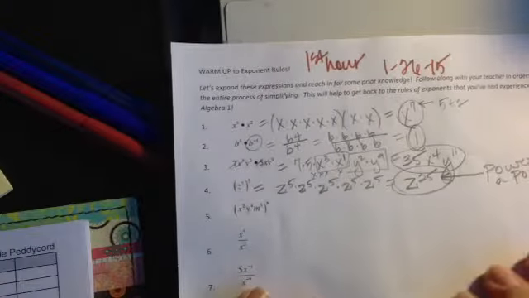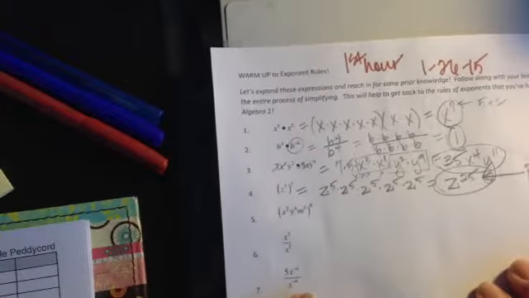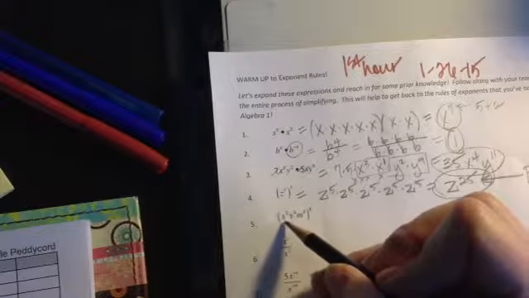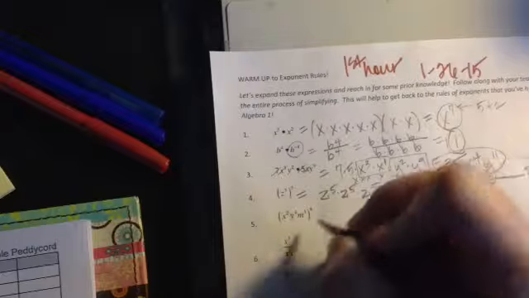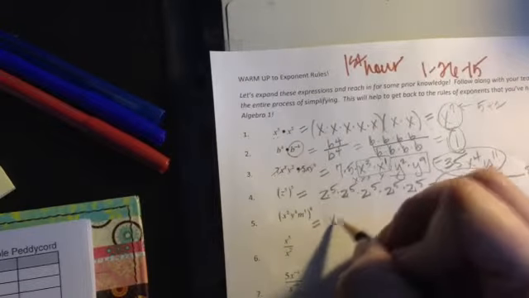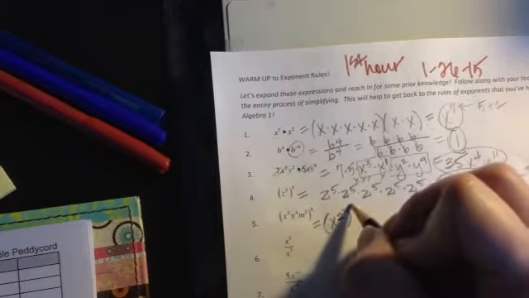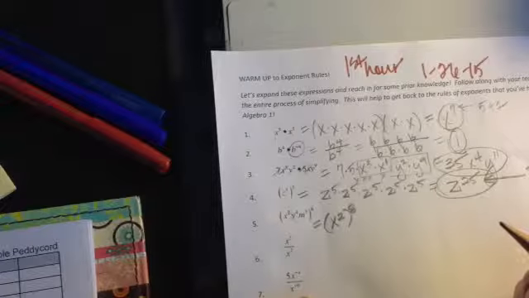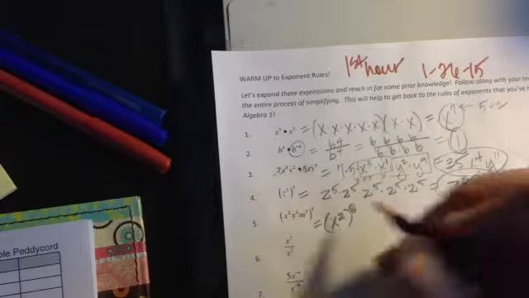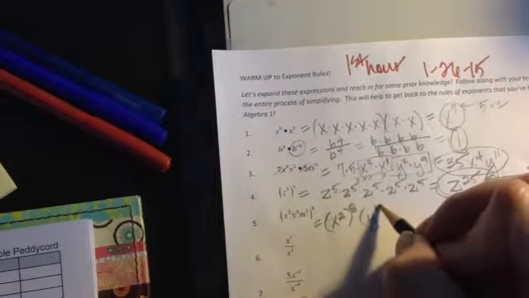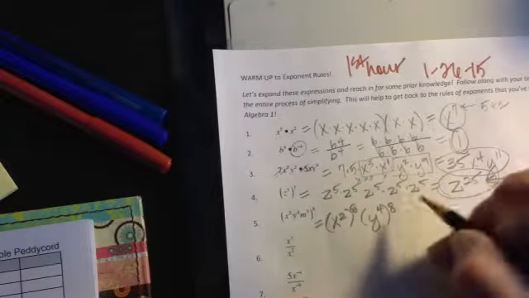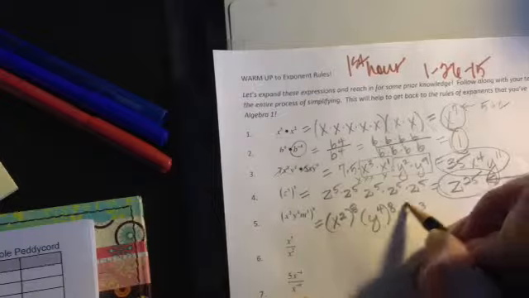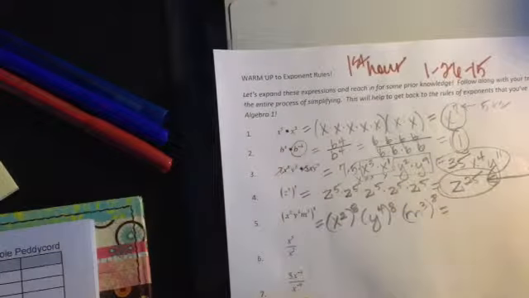Moving along to number 5. In number 5, I've got this whole quantity to the 8th power. Let me write it this way. Show you, that's x to the 2nd to the 8th power. Let's take my y to the 4th. That's going to go to the 8th power. Take my m to the 3rd. That's also going to go to the 8th power.